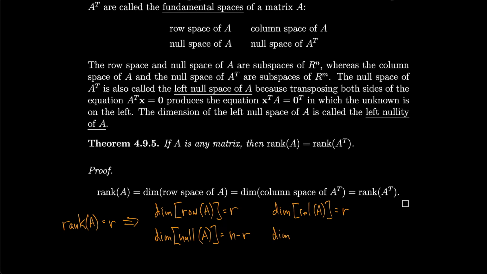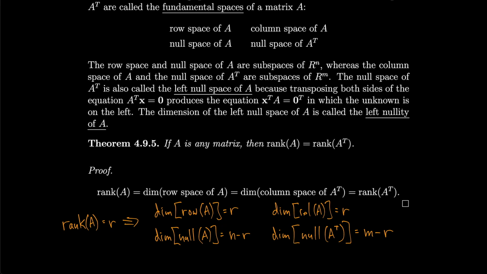and the dimension of the null space of A transpose is equal to m minus R. Notice that even though A and A transpose have the same rank, they have different null space dimensions, different nullities, because you subtract the rank, but you still have to start with the number of columns, and the number of columns and rows switch when you transpose a matrix.